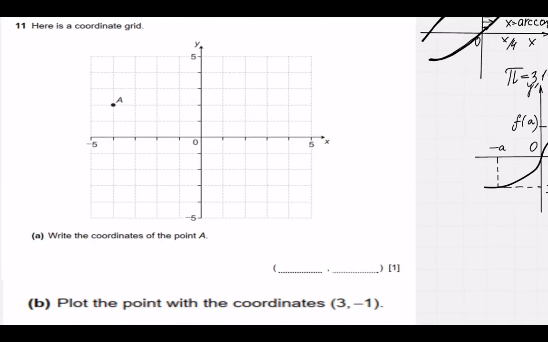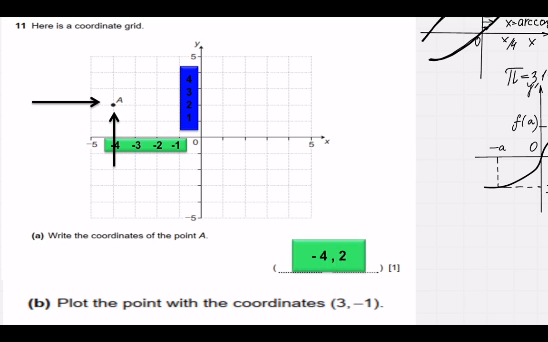Coordinates for point A. Step 1, I need to write in the scale itself, on the x-axis and the y-axis, the numbers, so I will not be lost. -1, -2, -3, -4, and on the y-axis 1, 2, 3, 4. So A lies at -4 and 2. Remember to start from the x-axis every time. So it will be -4 and 2.